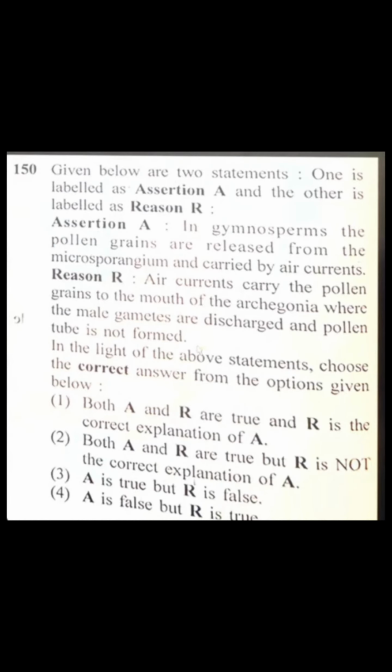Assertion and reason. Assertion: in gymnosperms, the pollen grains are released from the microsporangium and carried by air currents. So assertion is correct. Reason: air currents carry the pollen grains to the mouth of archegonia. ये एक फिक्स डायरेक्शन नहीं होता है कि वो माउथ तक ही लेके जाएगा, कहीं भी लेके जा सकता है। So reason is wrong. So assertion is true but reason is false. So option 3rd is correct.